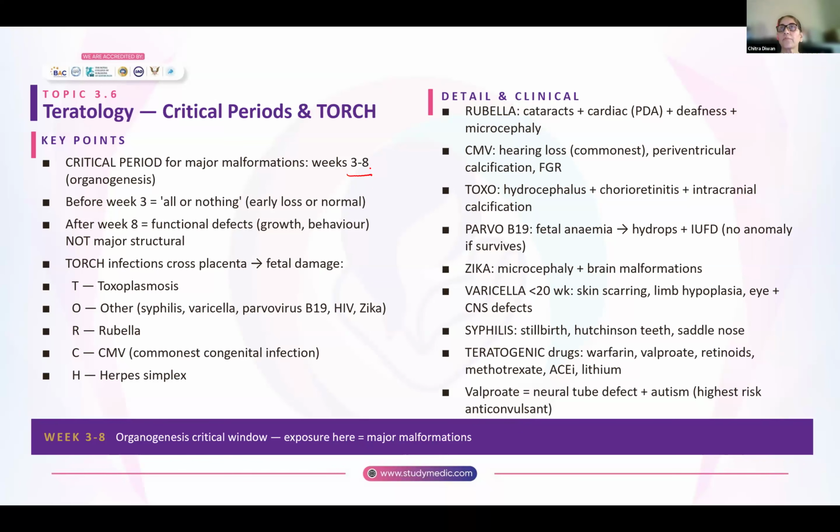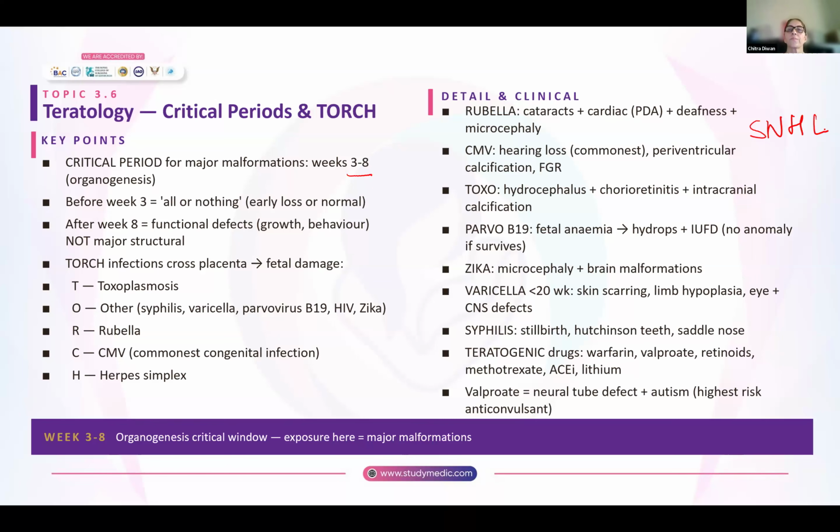So rubella and CMV are the most common causes of sensorineural hearing loss. But nowadays, because of a very good drive for rubella vaccination, rubella has become less of a cause for sensorineural hearing loss, and it is CMV now which is the most common cause in the fetus. So with CMV, you get hearing loss, you get periventricular calcification, and you will also get fetal growth restriction or IUGR.